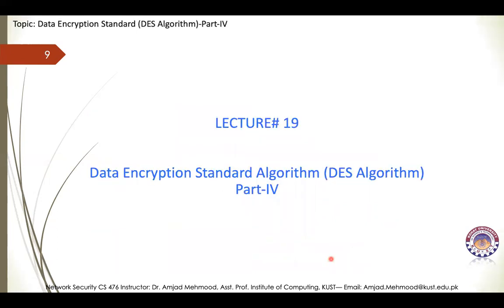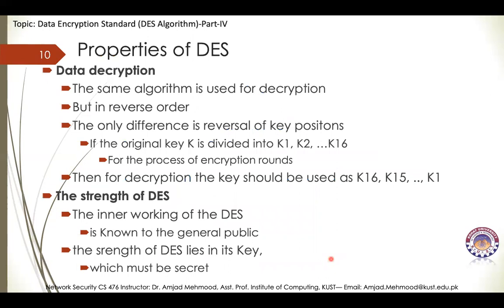Let's start lecture number 19, Data Encryption Standard part 4, which is our today's topic. Some more properties of DES, like data decryption. As I mentioned before, we didn't discuss data decryption. We were only discussing data encryption.